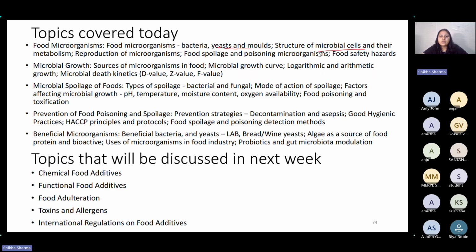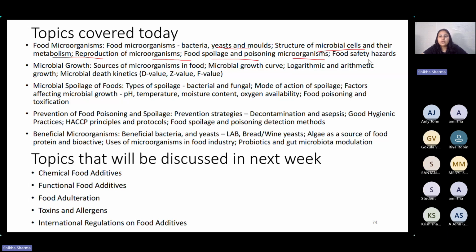So today we discussed topics like food microorganisms: bacteria, yeast and molds, and we discussed their structure and metabolism, their reproduction, food spoilage and poisoning microorganisms, and food safety hazards. We also discussed microbial growth, like the sources of microbes in food and their microbial growth curve, microbial survivor curve, D value, Z value, F value.